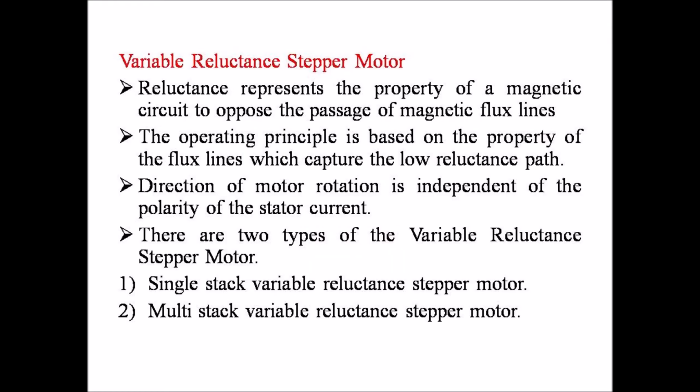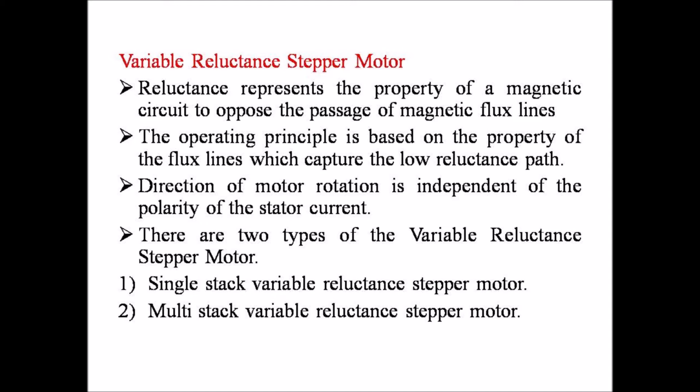As we know, the term reluctance represents the property of a magnetic circuit to oppose the passage of magnetic flux lines. The motor is called variable reluctance stepper motor because the reluctance of the magnetic circuit that is formed by the rotor and the stator teeth varies with the angular position of the rotor.